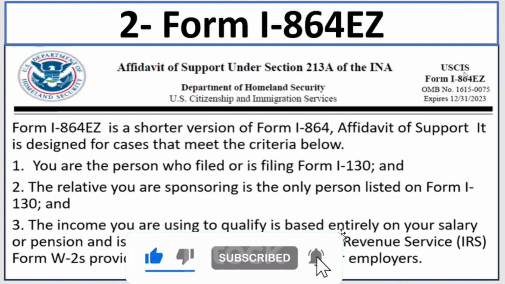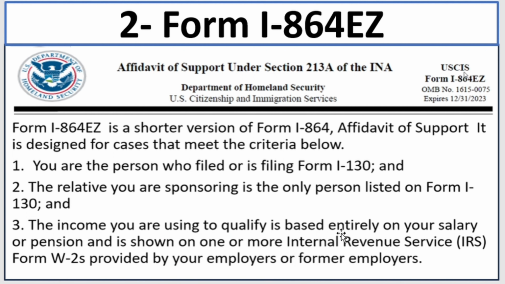First one, you are the person who filed or is filing form I-130, and another condition, the relative you are sponsoring is the only person listed on the form I-130. Another condition is the income you are using to qualify is based entirely on your salary or pension and is shown on one or more IRS form W-2s provided by your employers or former employers. So it is very simple. This is a light version of I-864, and you have to meet these three criteria below.